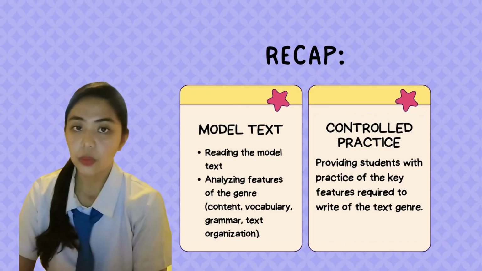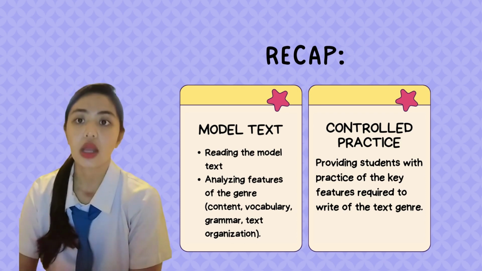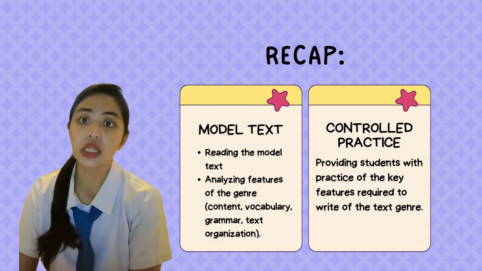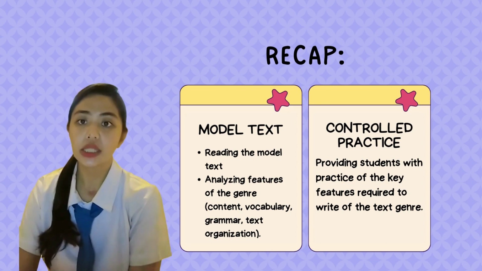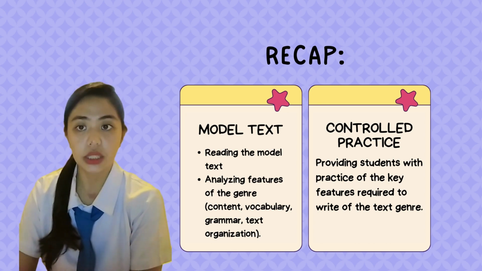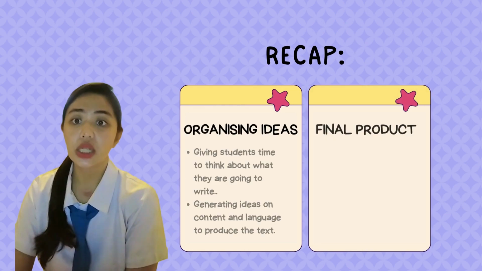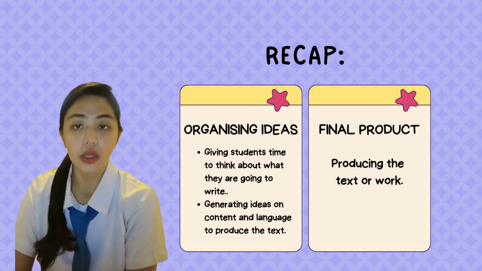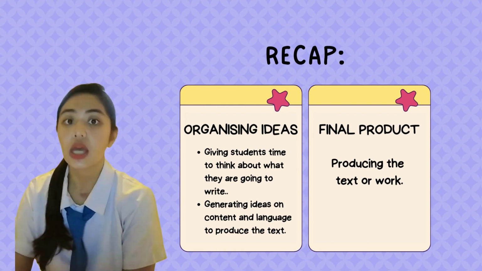So let's have a quick recap of the stages. The first stage is the model text: reading the model text, analyzing features of the genre, such as content, vocabulary, grammar, and text organization. The second stage is controlled practice, providing students with practice of the key features required to write the text genre. The third stage is organizing ideas, giving students time to think about what they are going to write, generating ideas on the content and language to produce the text.